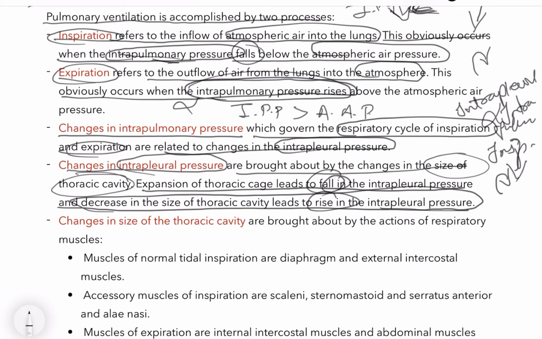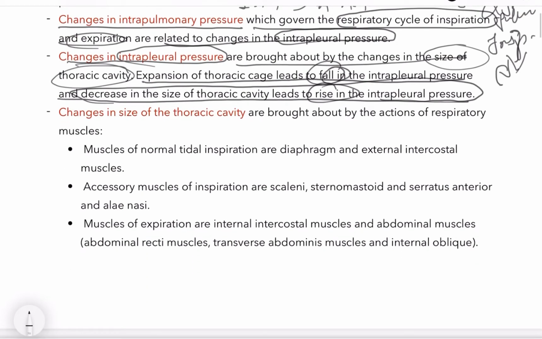Is it clear? Now next, changes in the size of the thoracic cavity are brought about by the actions of respiratory muscles. Now we have seen that the thoracic cavity increases and decreases. That is the action of muscles which is doing all these things. Now we will see which muscles do this.